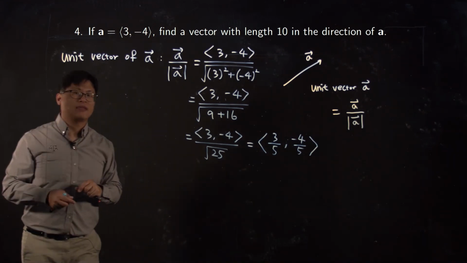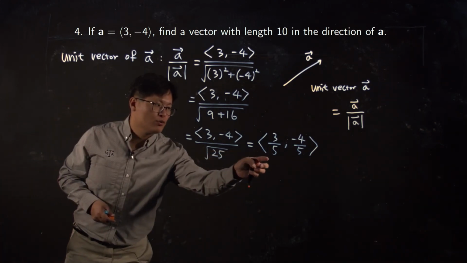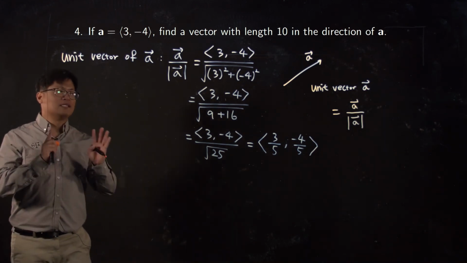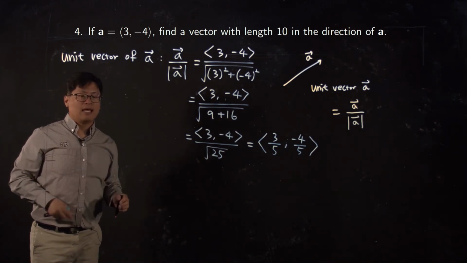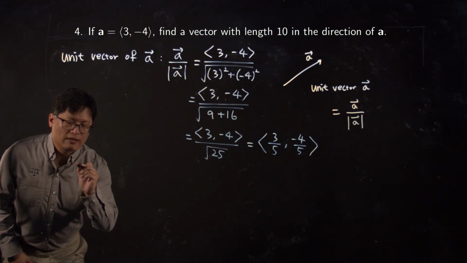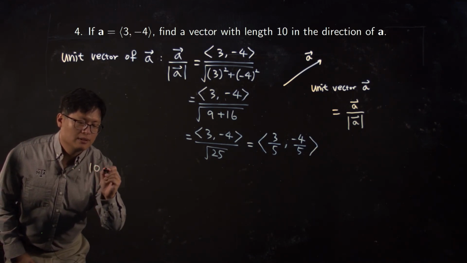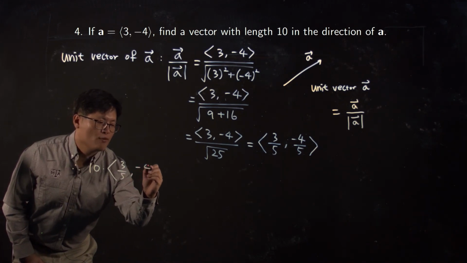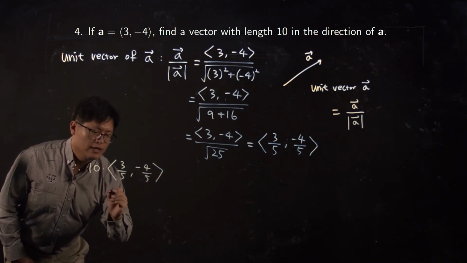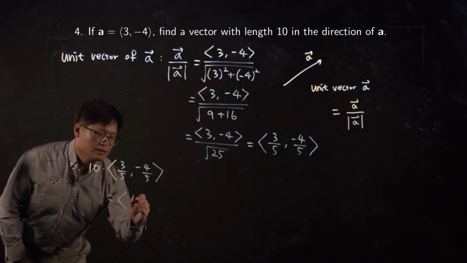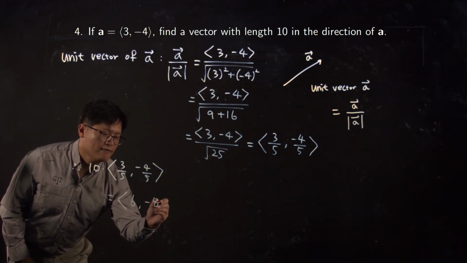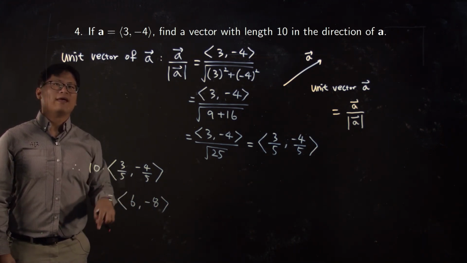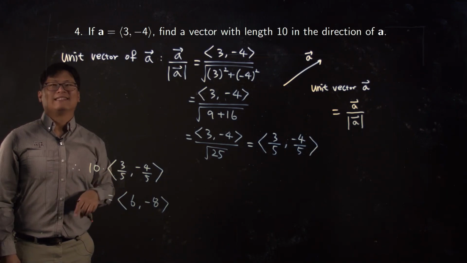Then how can you make the length 10? It's easy, since the length of this one is 1, just by multiplying by 10, you can simply make it length 10 in the same direction, okay? Here we go. So the new vector is 10 times your unit vector, (3 over 5, negative 4 over 5). So the answer is (6, negative 8). Okay. Whenever I draw the snowman, please forgive me, that is 8. Okay. Thank you.